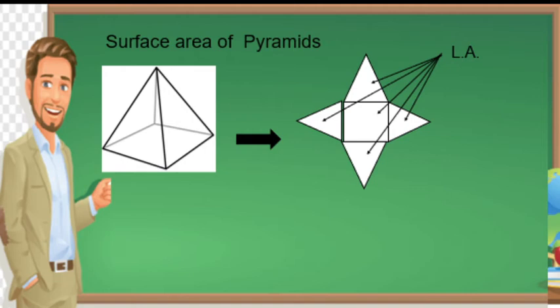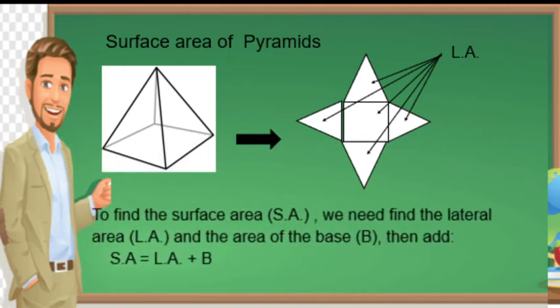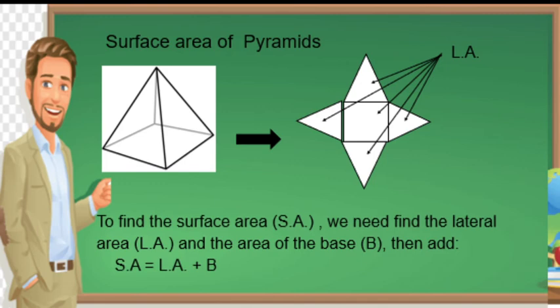Okay, so we all know that the area of a triangle is equal to 1/2 base times height, and then since there are 4, so that will become 4 times the quantity 1/2 times base times height. Okay, to find the surface area, we need to find the lateral area and the area of the base, then add. So that is equal to LA plus the area of the base.